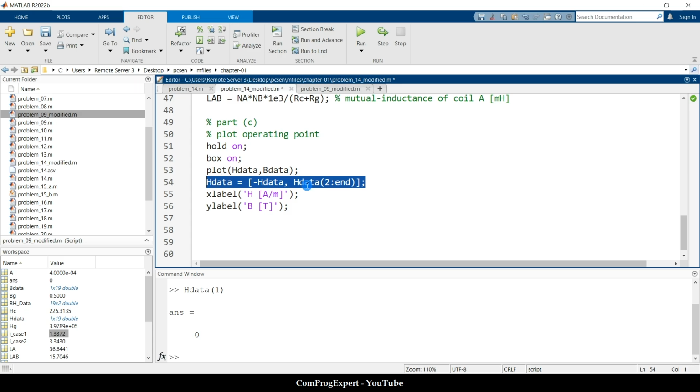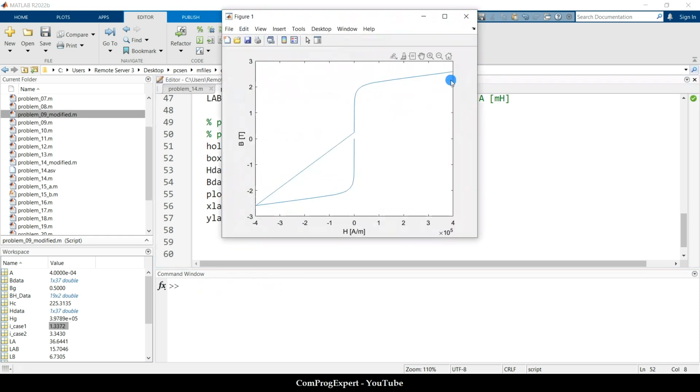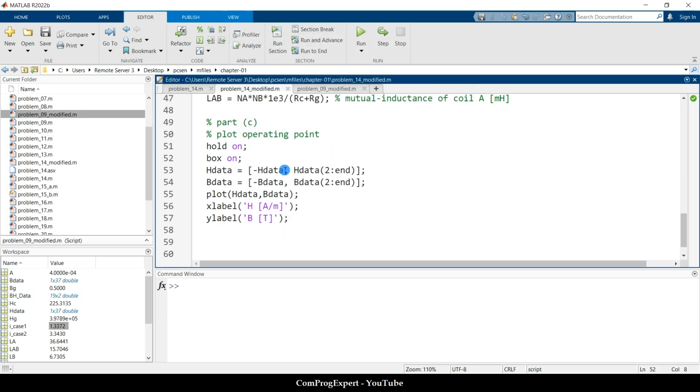And B data the same. Extend the H data and B data for negative values first, so we will have this BH curve. Why do we have something like this? Yes, because when we reorder the data, we need to flip them.